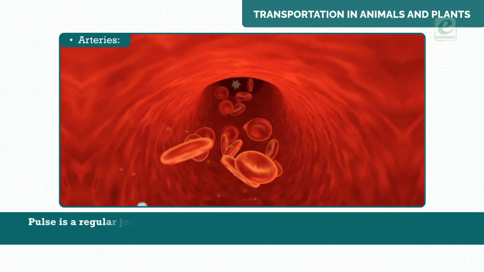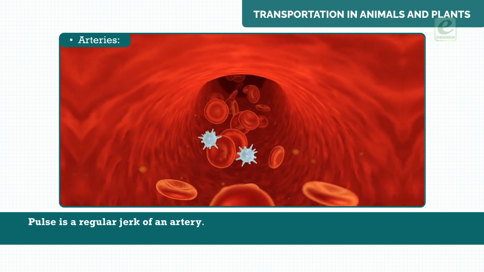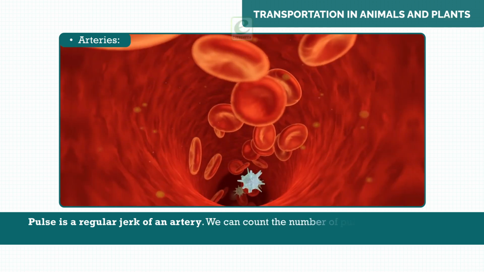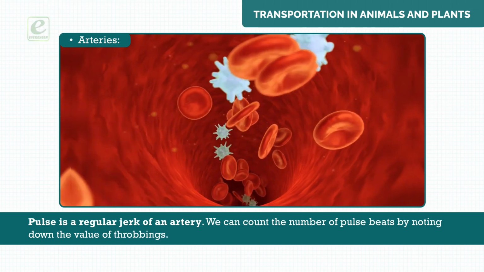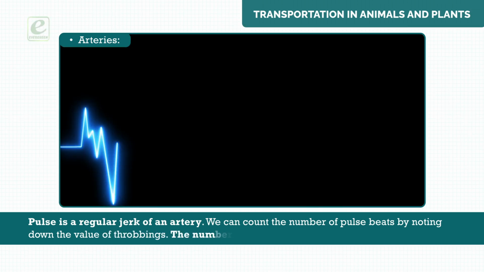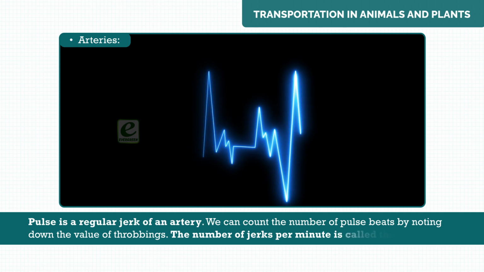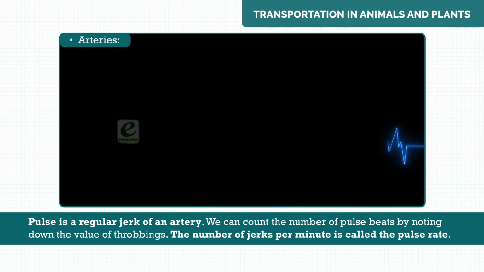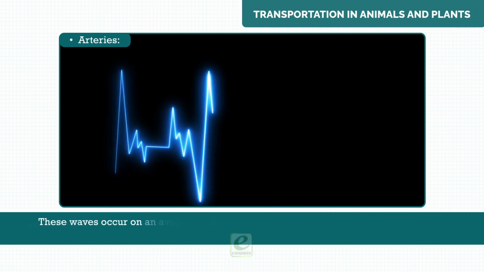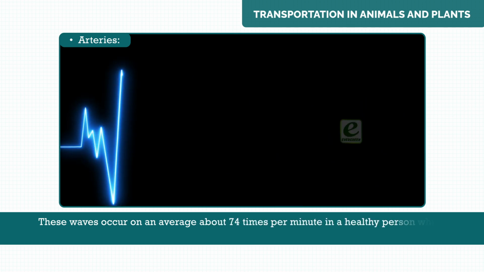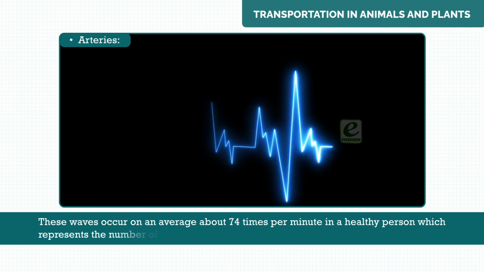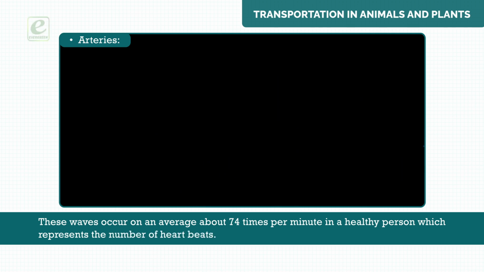Pulse is a regular jerk of an artery. We can count the number of pulse beats by noting down the number of throbbings. The number of jerks per minute is called the pulse rate. These waves occur on an average about 74 times per minute in a healthy person, which represents the number of heartbeats.